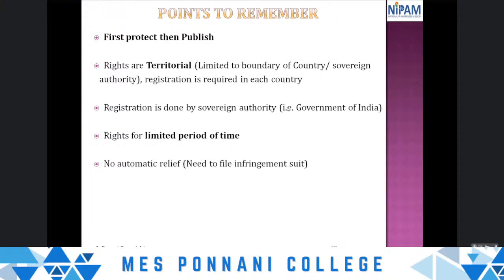They can make some minor modifications, and they can go for filing of a patent application before you file an application. So in order to avoid such circumstances, it is always better to first go for filing of a patent, and then only think about publication. Then these rights are territorial in nature. Registration is done by a sovereign authority, and the rights are valid for a limited period of time.